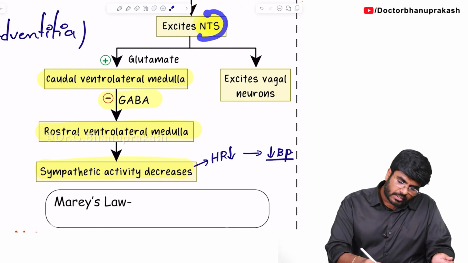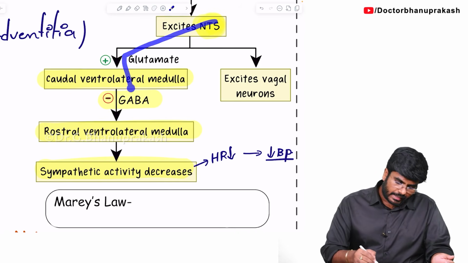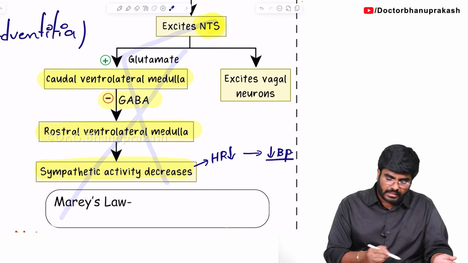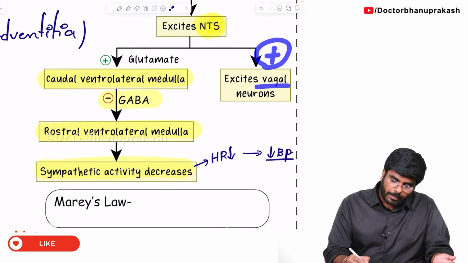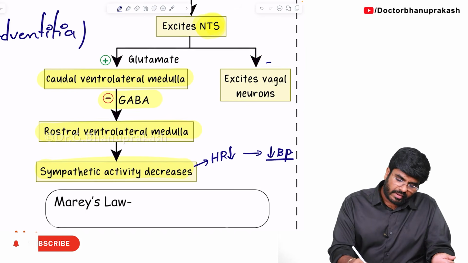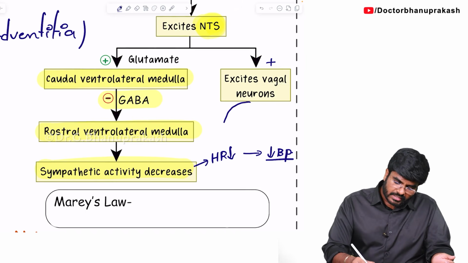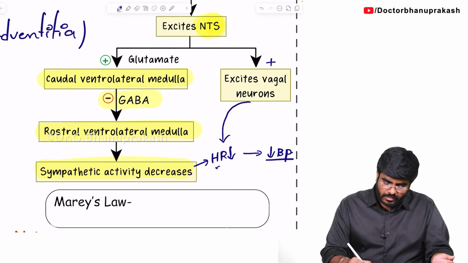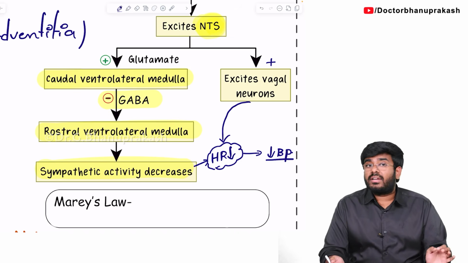So this is the nucleus of tractus solitarius. What is it doing? With one hand, it is shutting down the sympathetic activity. With the other hand, it is activating the parasympathetic activity. The vagus is nothing but the parasympathetic cranial nerve. So there is going to be more vagal activation. And what will the vagus do? The vagus is going to decrease the heart rate again. So, same result. So this is the nucleus of tractus solitarius.